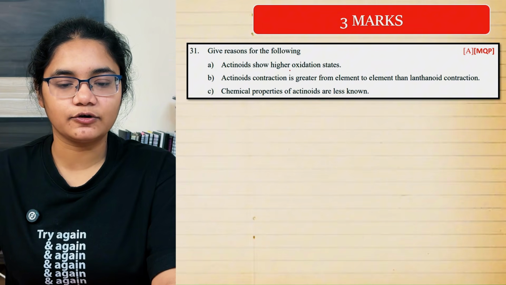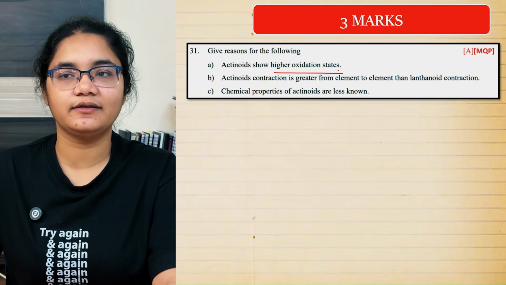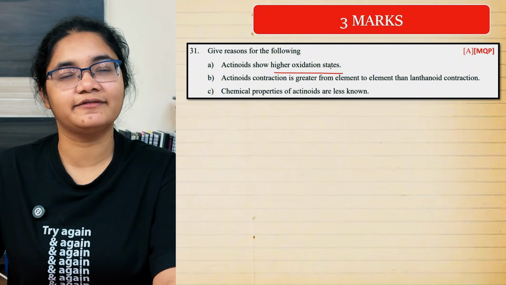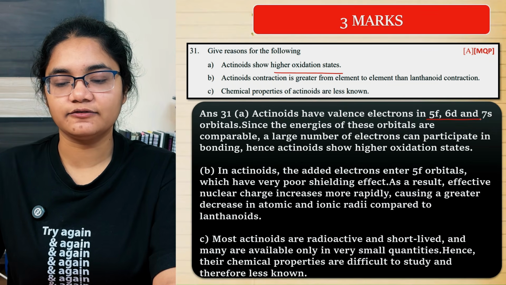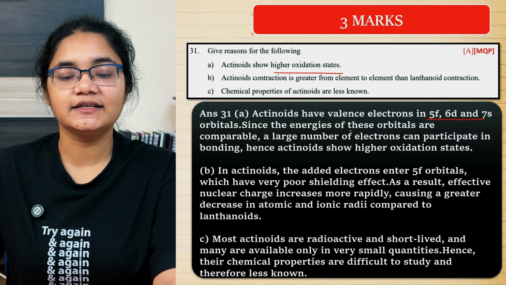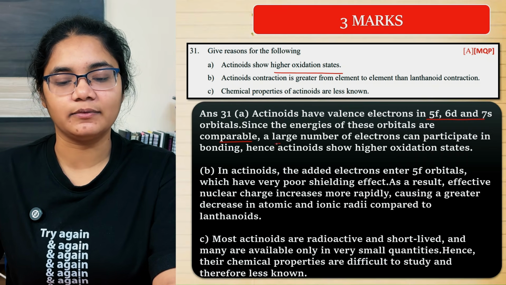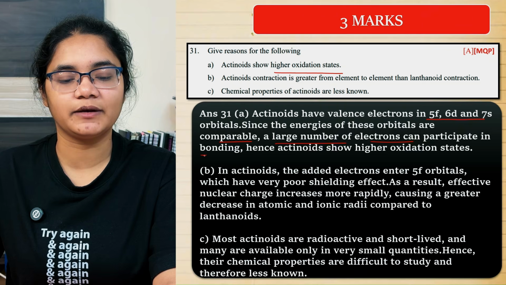Next is give reason for the following. Actinoids show higher oxidation state. That is because of the participation of 5f, 6d and 7s electrons, right? So the actinoids have the valence electrons in 5f, 6d and 7s orbitals. Since the energies of these orbitals are comparable, a large number of electrons can participate in bonding.